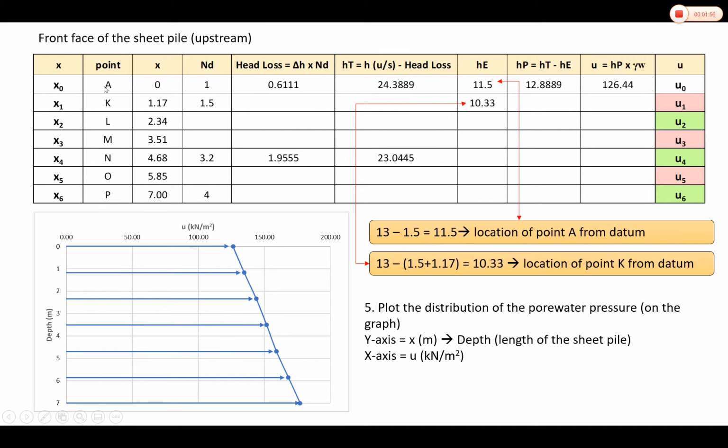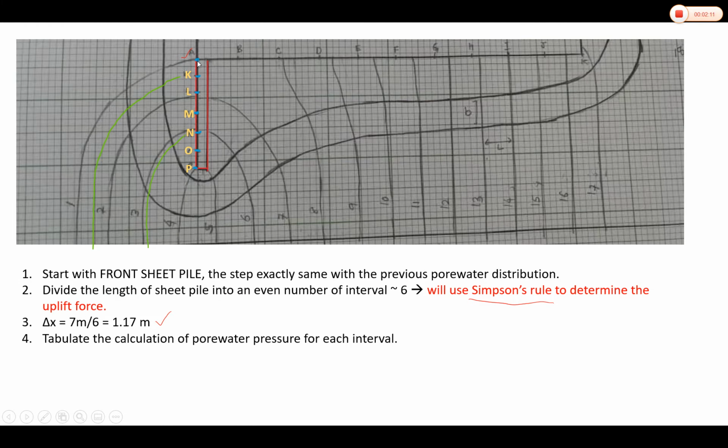Okay, so from point A, which is the x0, we start from x equal to 0, and you can see here the nd equal to 1. For the sheet pile, I will use the flow line on the left side, starting from equipotential line number 1, because all the points at the face will refer to the flow net on the left side. So at point A, ND is equal to 1.